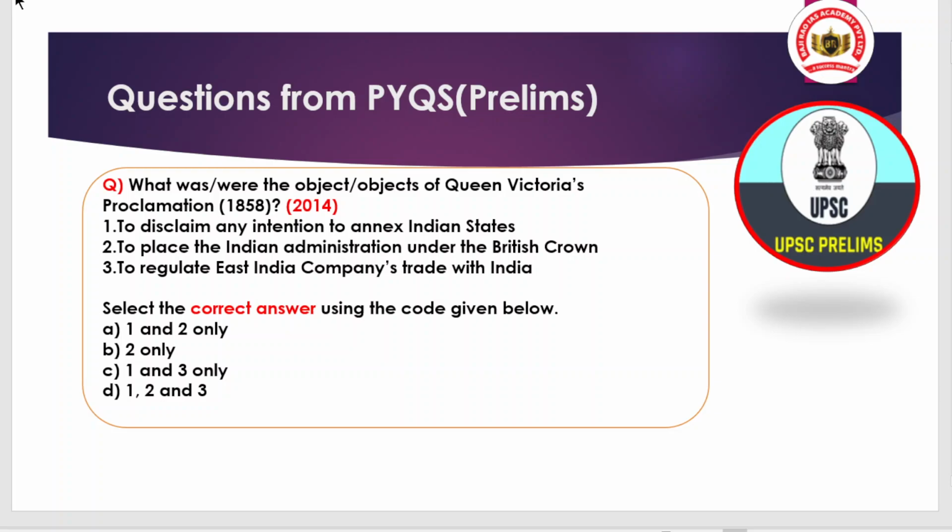Okay, so the question is, what were the objectives of Queen Victoria's proclamation in 1858? Statement 1, to disclaim any intention to annex Indian states. Statement 2, to place the Indian administration under the British crown. Statement 3, to regulate East India Company's trade with India. And you have to select the correct answer. However, I am trying to provide you the background, but you have to answer.